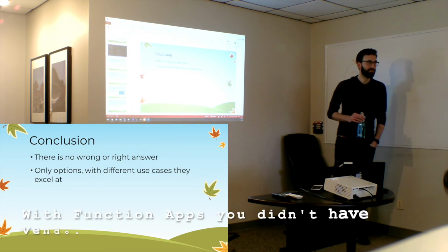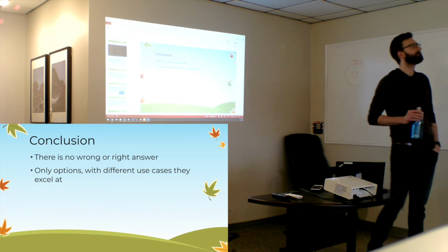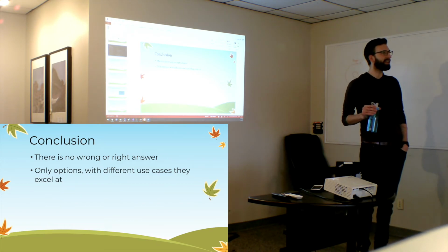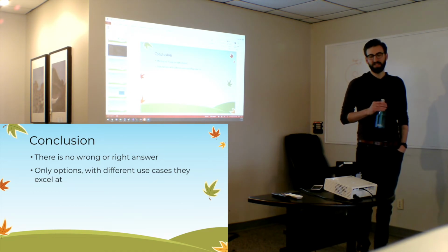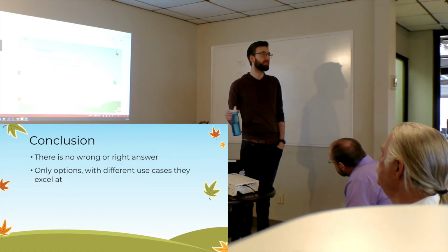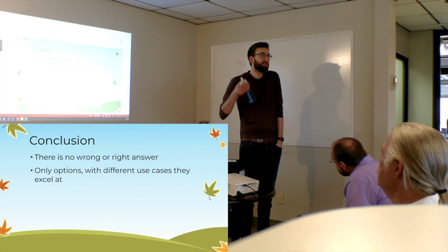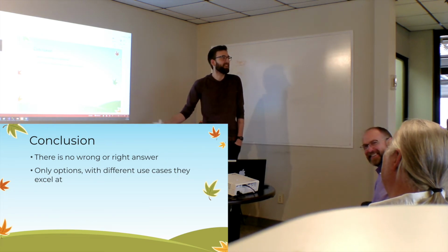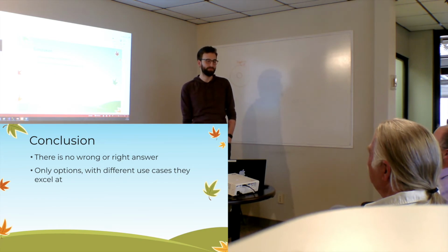With your function apps, you didn't have vendor lock-in as a column? Or a pro. Microsoft is the most profitable company in the world right now. So for who? Yeah, I know. No, and that is something to take into consideration. If you're on the Microsoft stack, if you're using Azure to begin with, you're probably going to be stuck with them, which might not be bad, like I'm stuck with my wife. I have vendor lock-in, and that's a really good thing. I really like her. So I'm not as opposed to it as I used to be.